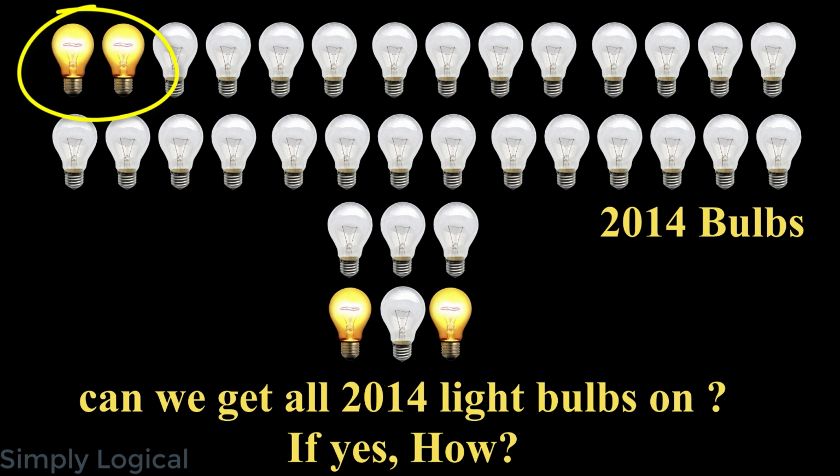On a circle, there are 2014 light bulbs. 2 are on state and remaining 2012 are in off state. You can choose any bulb and change the neighbor state from on to off or from off to on. Remember, if you select any bulb, you can change the state of the neighboring bulbs only. Doing so, can we get all 2014 light bulbs on? If yes, how?